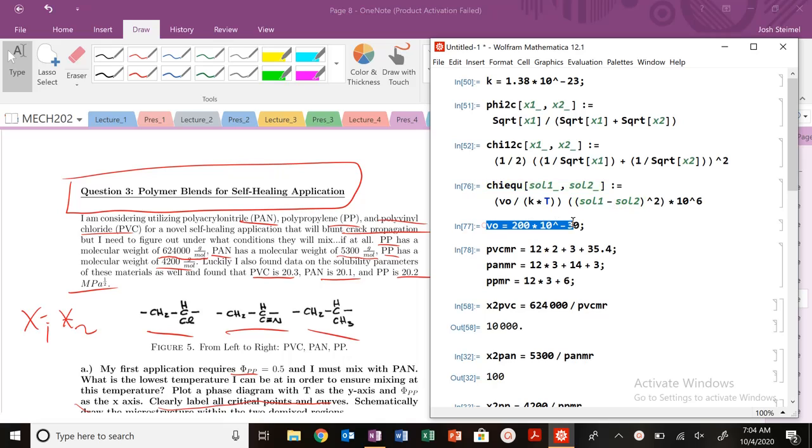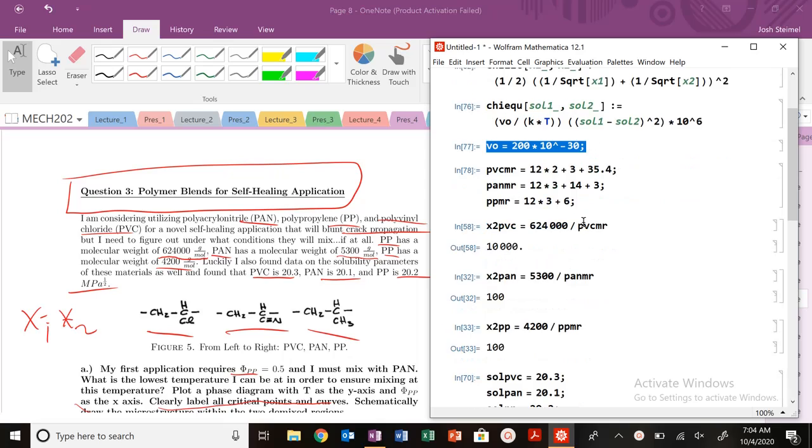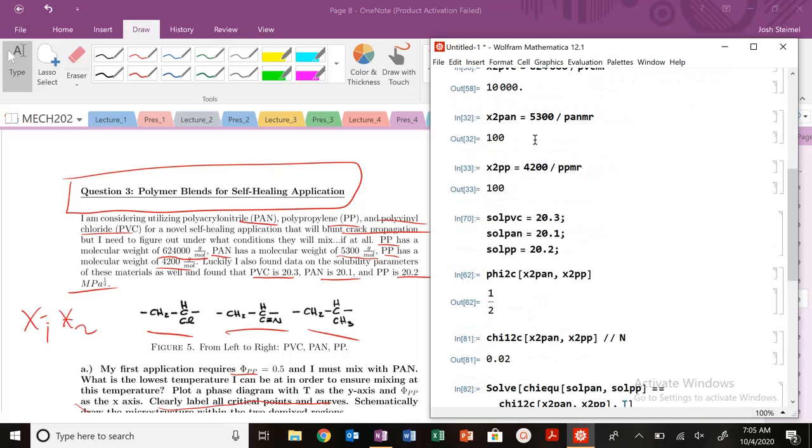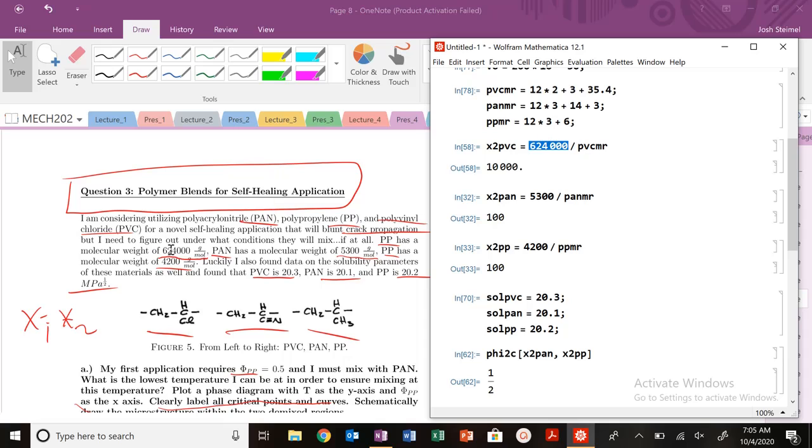We're going to use an assumption that our monomer volume is 200 angstrom cubed. So we need to convert that to meters cubed. In order to get our degree of polymerization, we need the repeat unit mass of our PVC, PAN, and polypropylene, which can be seen right here. To get the degree of polymerization, we take the molecular weight of that polymer divided by the molecular mass to get our degree of polymerization N. So we can see that PVC has a degree of polymerization of 10,000, PAN 100, PP 100.